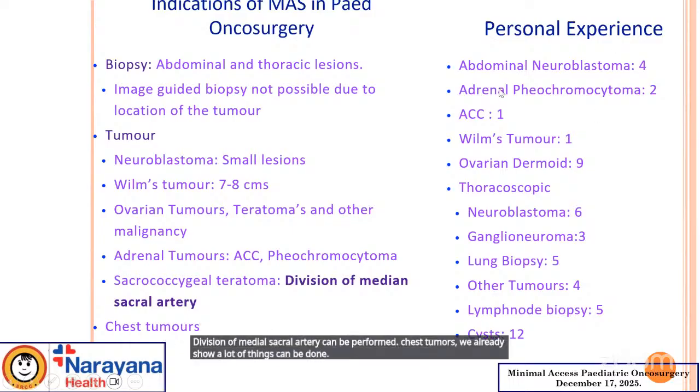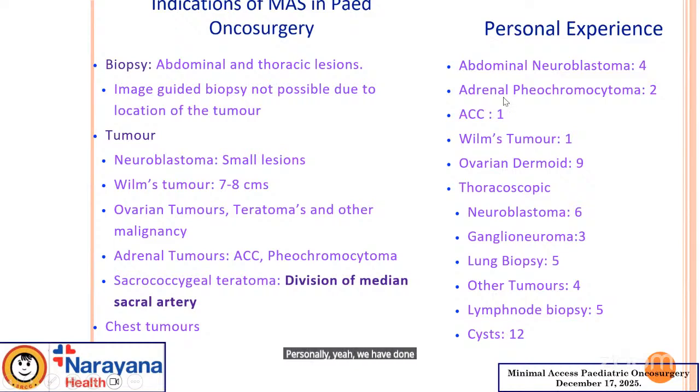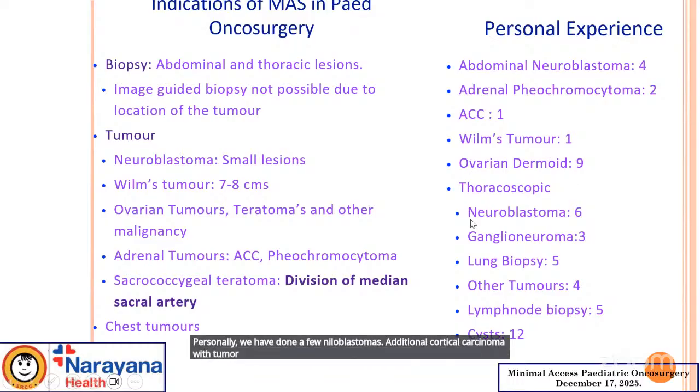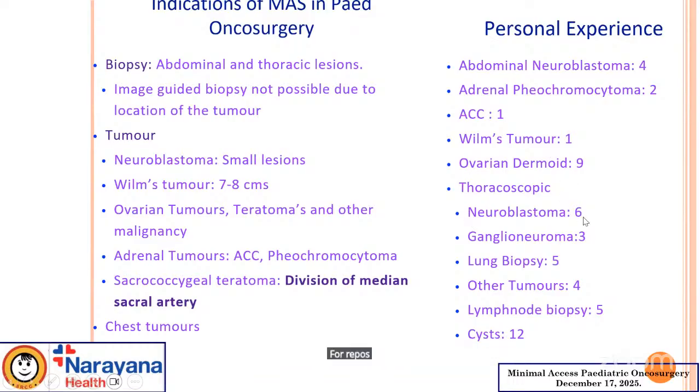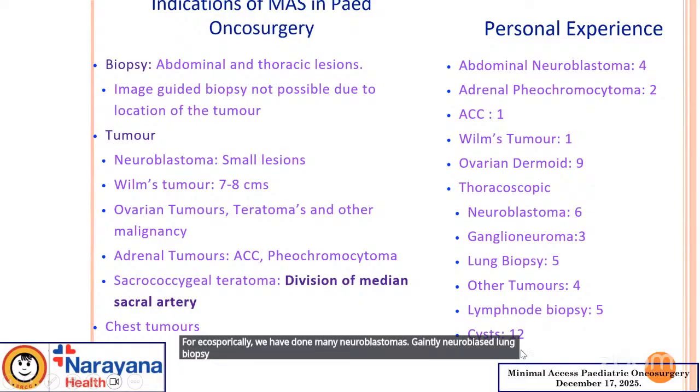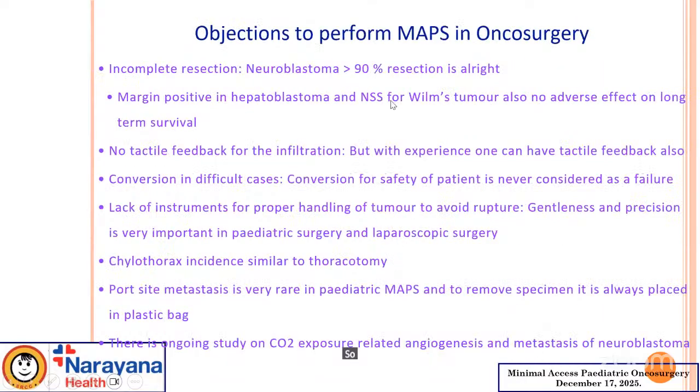Personally, here we have done a few neuroblastomas, pheochromocytoma, adrenocortical carcinoma, Wilms tumor, and ovarian dermoid. Thoracoscopically, we have done many neuroblastomas, ganglioneuromas, lung biopsies, other tumors, lymph node biopsies, cysts, etc. So a lot of surgeries can be done using these techniques.